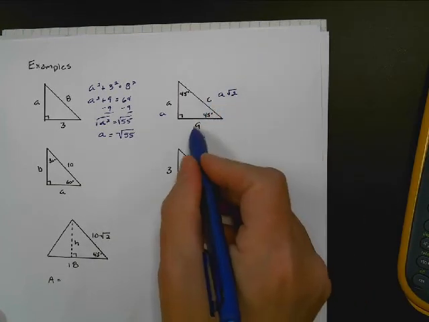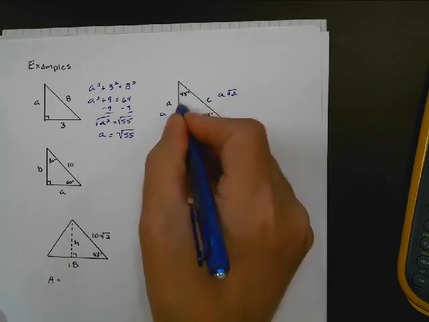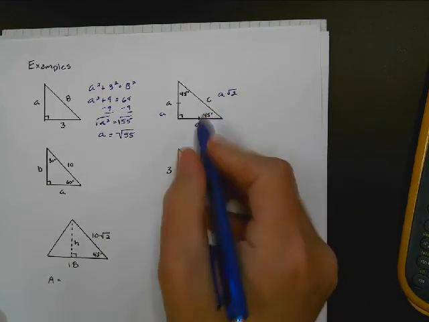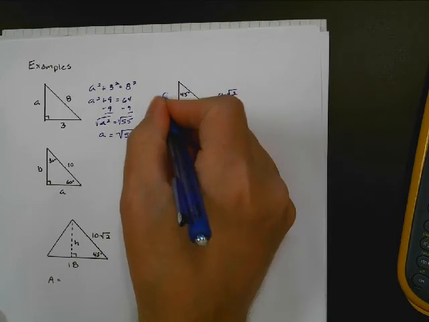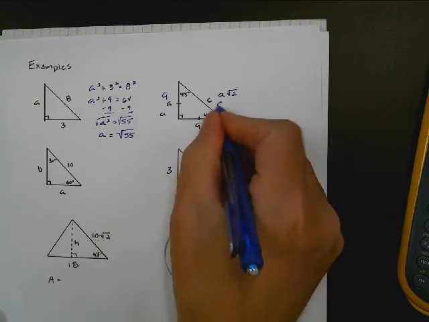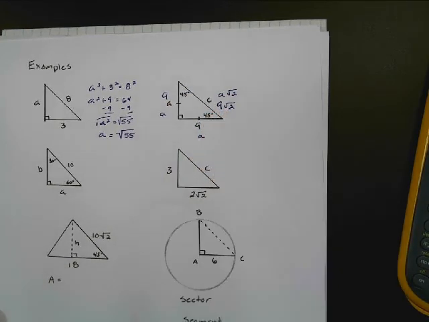So since this side is A, and we know that it's an isosceles right triangle, then if this side is 9, this side would be 9, and this side would be 9 times root 2. Really quick way once we know the patterns.